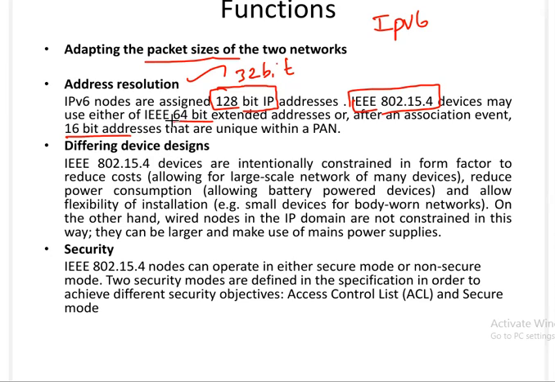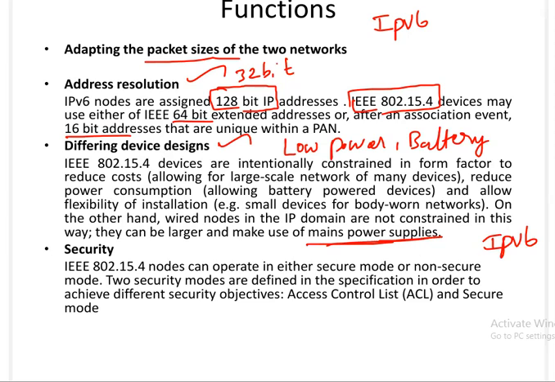When the information flows from these small devices to the internet, again there should be address resolution. And then differing device design. Device design means these 6LoWPAN devices are low power devices that operate on battery, so in such a way only we have to design them. But the IP version 6 devices will be connected straight to the mains power supply, so that design will be somewhat different. From the design point of view also we have to concentrate.